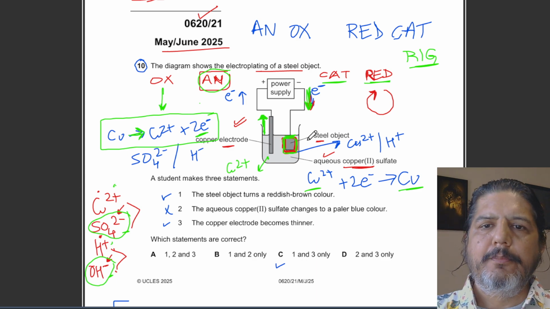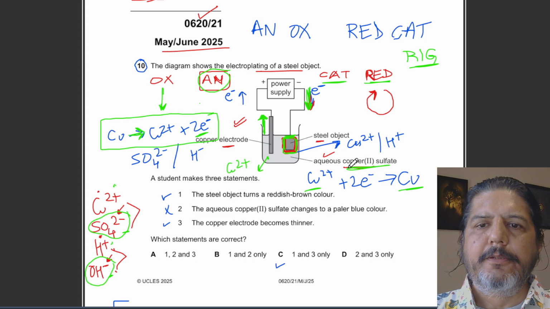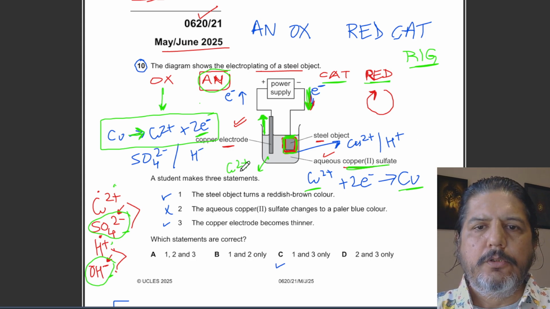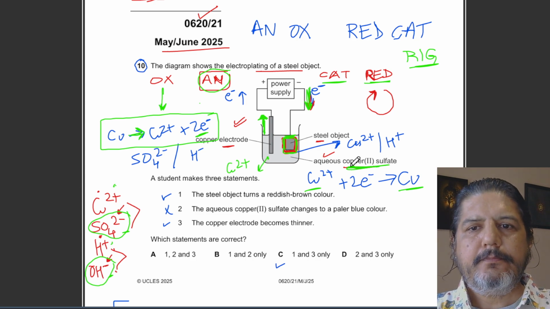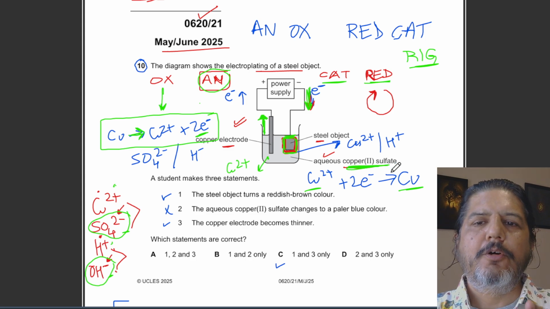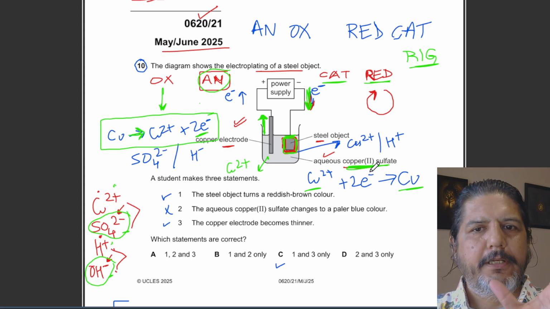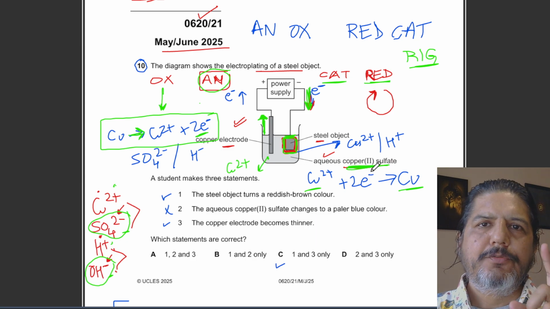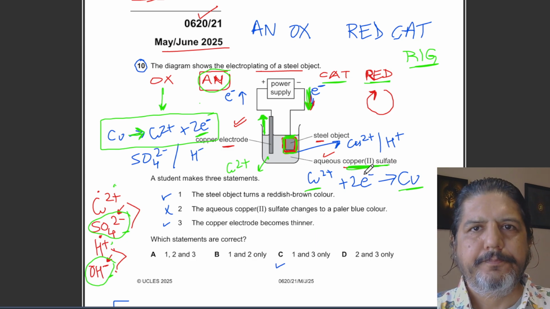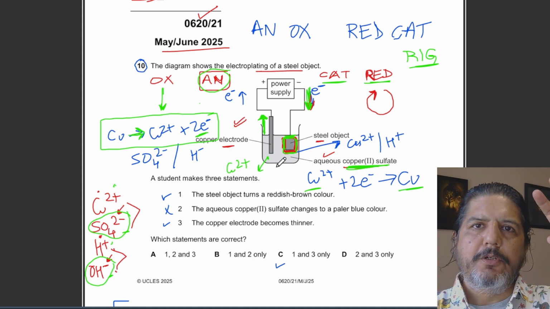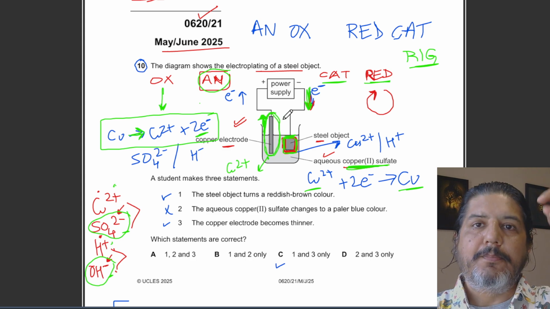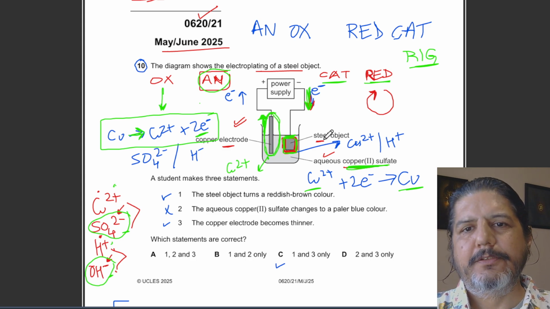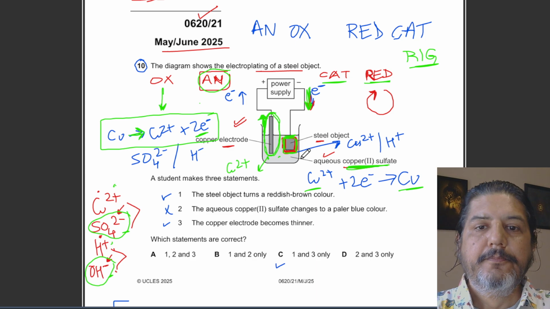Now, another thing that you remember is that we have aqueous copper sulfate solution in our container. The concentration of Cu2+ will always remain the same, because this part is supplying Cu2+ ions. So concentration here will remain the same.